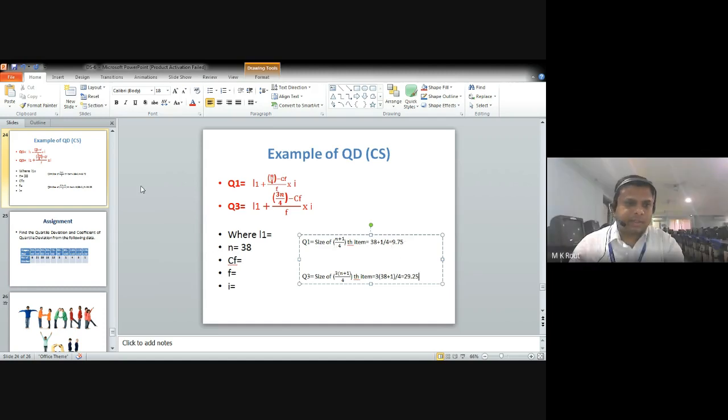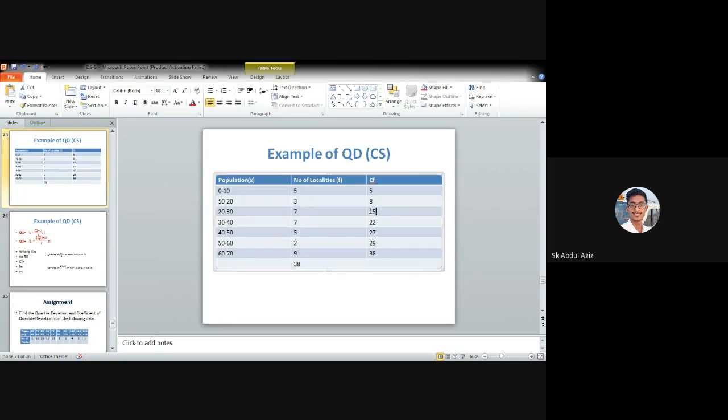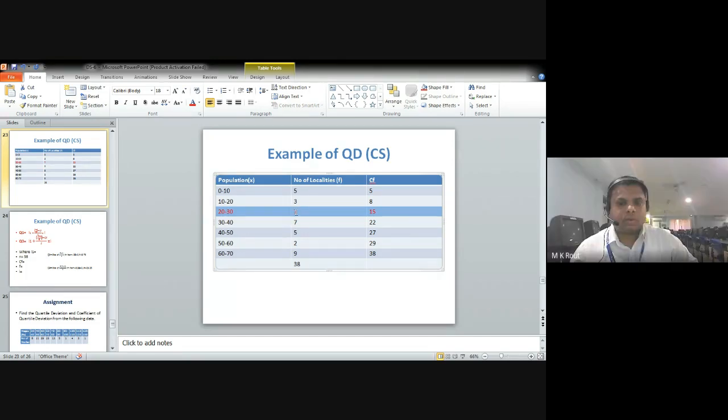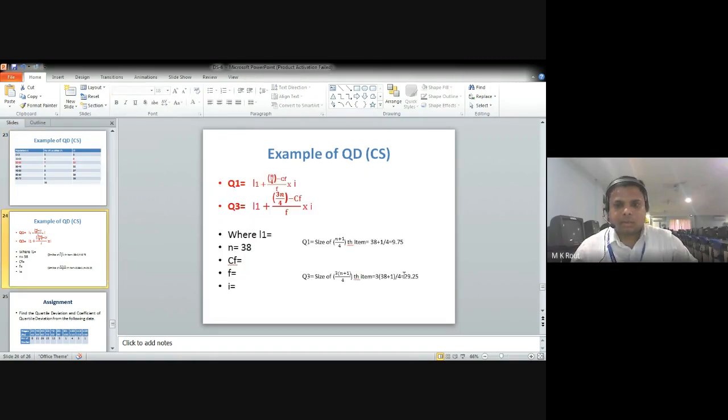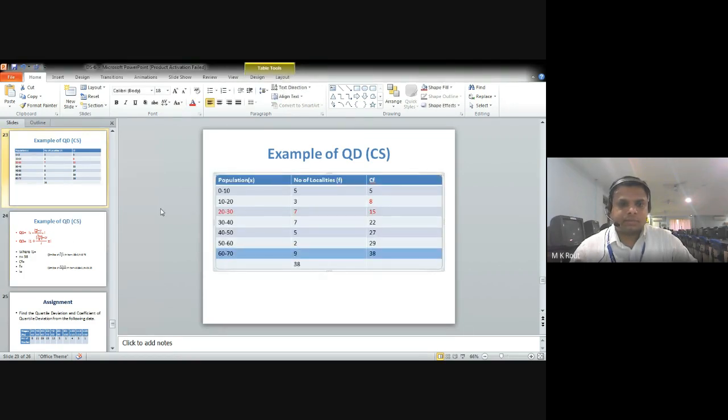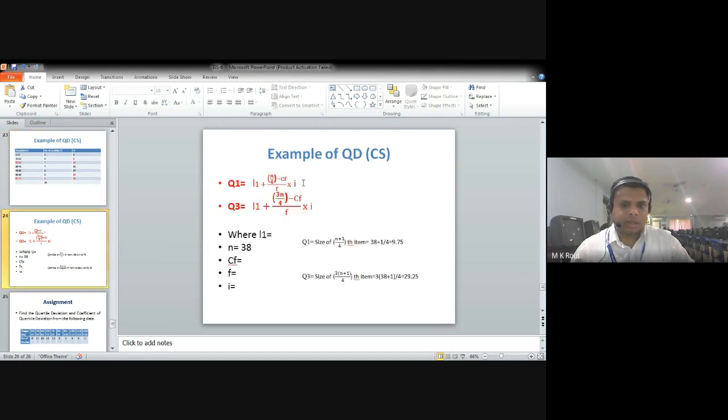The Q1 size 9.75 lies in between which class? 20 to 30. What is your L1 value? 20. And the f value? 7. And the CF value? 8. Similarly, if you calculate the next one, we have 29.25 for Q3, which lies in the class 60 to 70. Here the L1 value is 60, the f value is 9, and the CF value is 29. The common factor i, the class width between 60 and 70, is 10. So we have all the values calculated here.